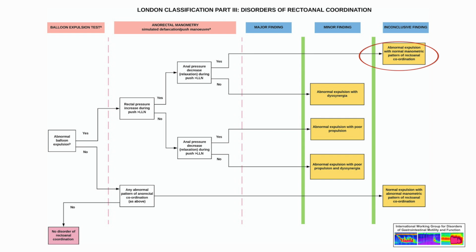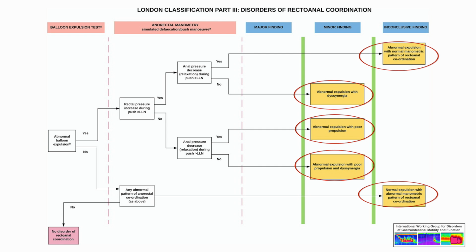1. Abnormal expulsion with normal manometric pattern of rectal coordination. 2. Abnormal expulsion with dyssynergia. 3. Abnormal expulsion with poor propulsion. 4. Abnormal expulsion with poor propulsion and dyssynergia. 5. Normal expulsion with abnormal manometric pattern of rectal coordination.